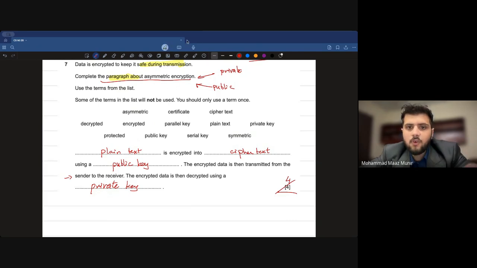So now before ending the class, I would love to do one other question, but Hassan and Tosif, perfect, you gave the right answers. Tosif, you missed the public key part. You also have to write about the public key, okay?